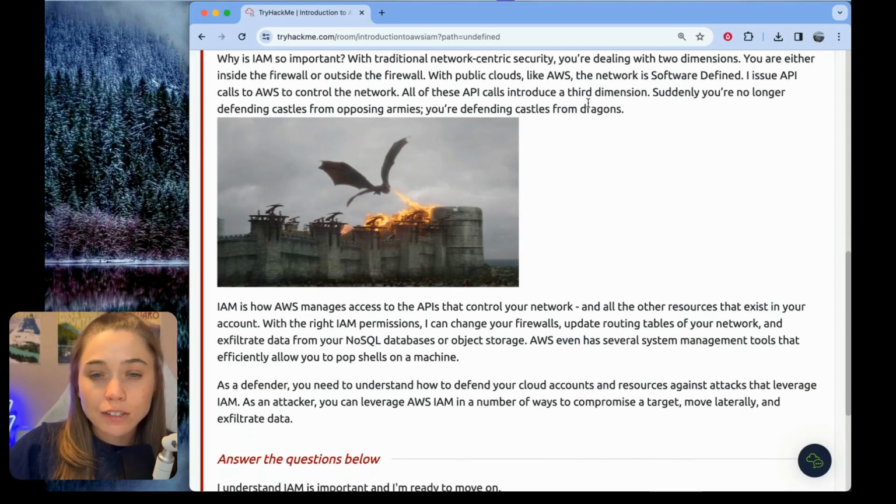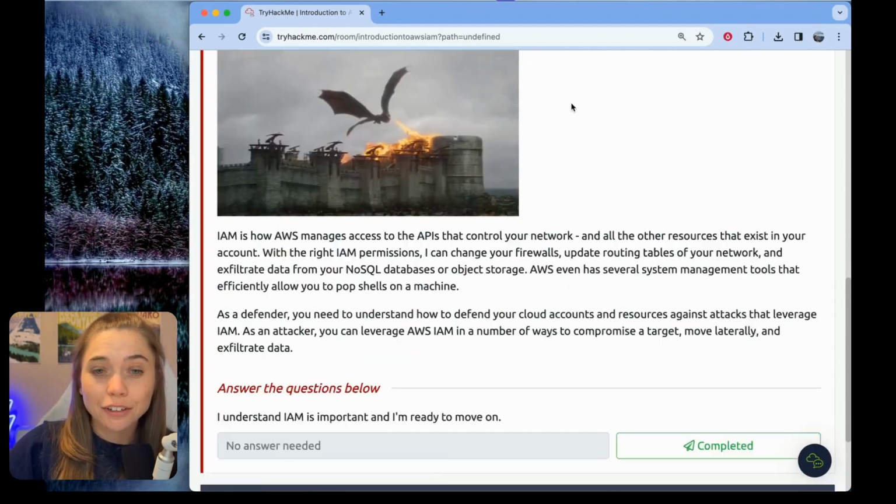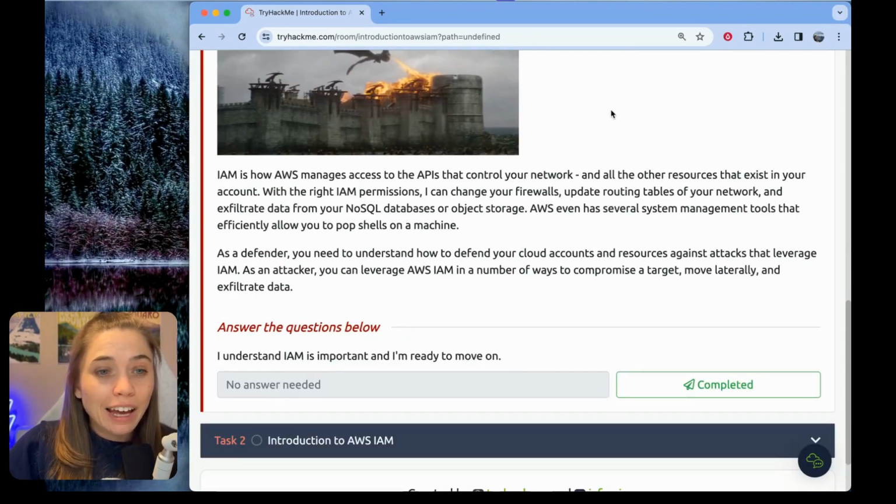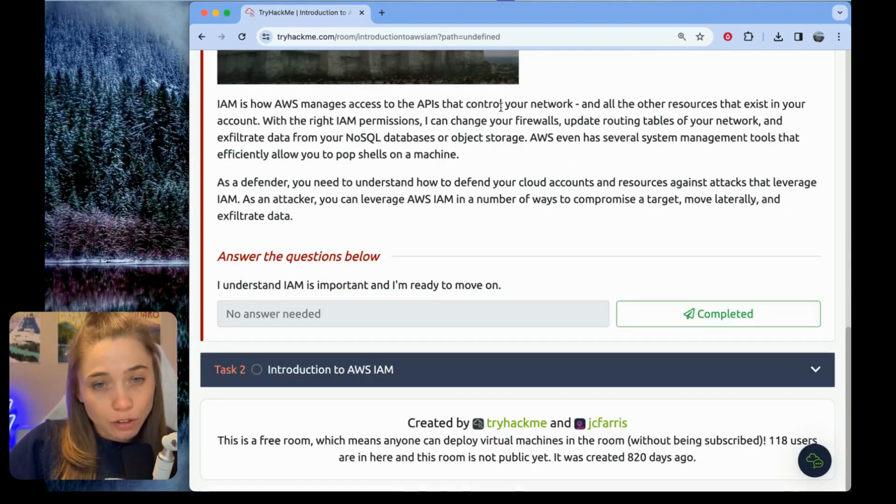All of these API calls introduce a 3rd dimension. Suddenly, we are no longer defending castles from opposing armies. We are defending castles from dragons. Oh my gosh, this is getting lit now. IAM is how AWS manages access to the APIs that control your network and all the other resources that exist in your account. With the right IAM permissions, I can literally go into your AWS account and do anything.